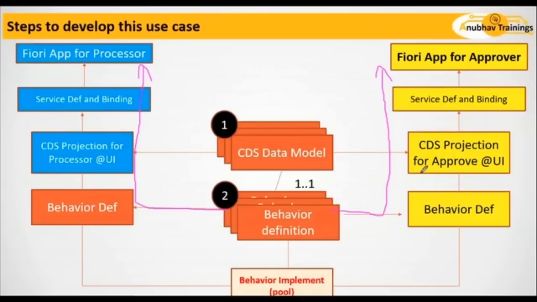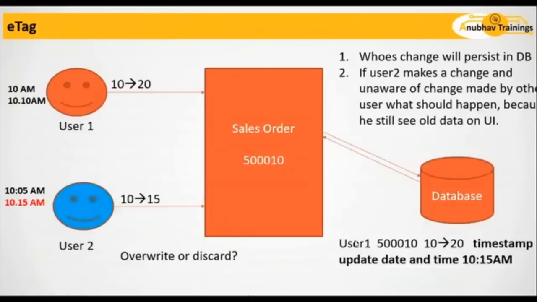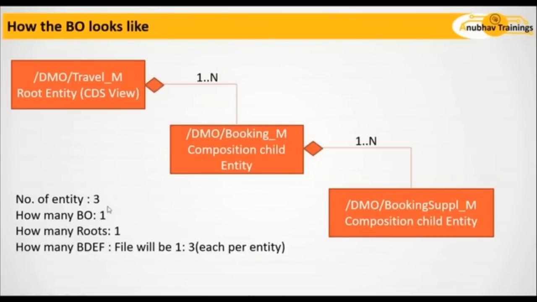So remember, the middle layer is already complete, which is step number 1 and step number 2. Now it's time to go ahead and build step number 3, which is creating the projection CDS for the UI consumption with UI annotations. So we will be creating projection views, one for each of the entities which we have in our business object. Just a quick reminder, a business object constitutes multiple entities. Each entity represents a CDS view. You can see here, this is a CDS view, this is a CDS view. So in our scenario, we have 3 entities.